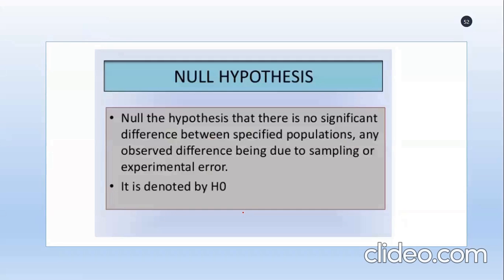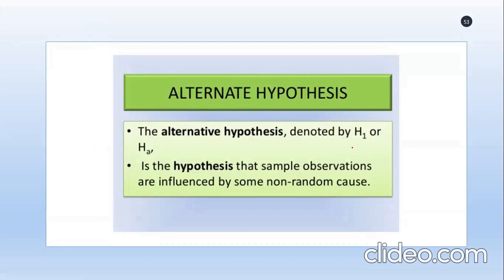Coming next to the null hypothesis, which is denoted by H0. It is a hypothesis which shows that there is no significant difference between the specified populations, or any observed difference is due to sampling or experimental error. So it signifies there are no differences. The opposite to that is the alternate hypothesis, which is denoted by H1 or HA, and it talks about the existence of differences. If your null hypothesis is rejected, your alternate hypothesis will be accepted. But if your null hypothesis is accepted, your alternate hypothesis will be rejected.